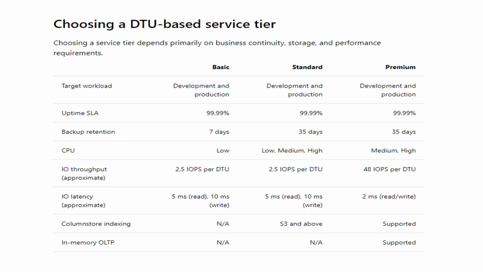The latency shows the delay whenever you would like to read and write on the platform. The column stored indexing is not applicable on the basic tier. On standard it's S3 and above, and in premium it's supported. For in-memory OLTP, it's not applicable in the basic tier. In standard it is also not supported, but in premium it is supported. So it's a kind of comparison chart of the DTU based service tier for Microsoft Azure.